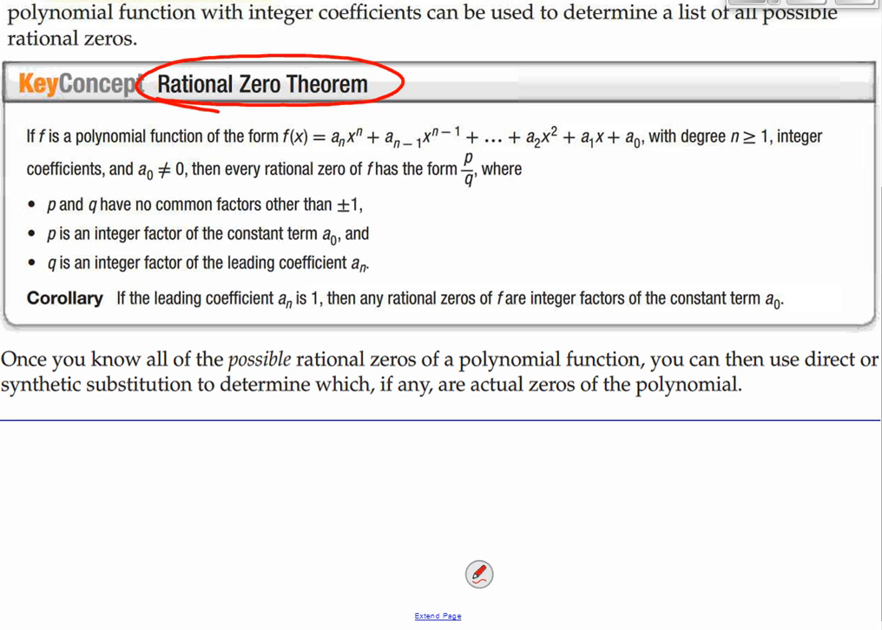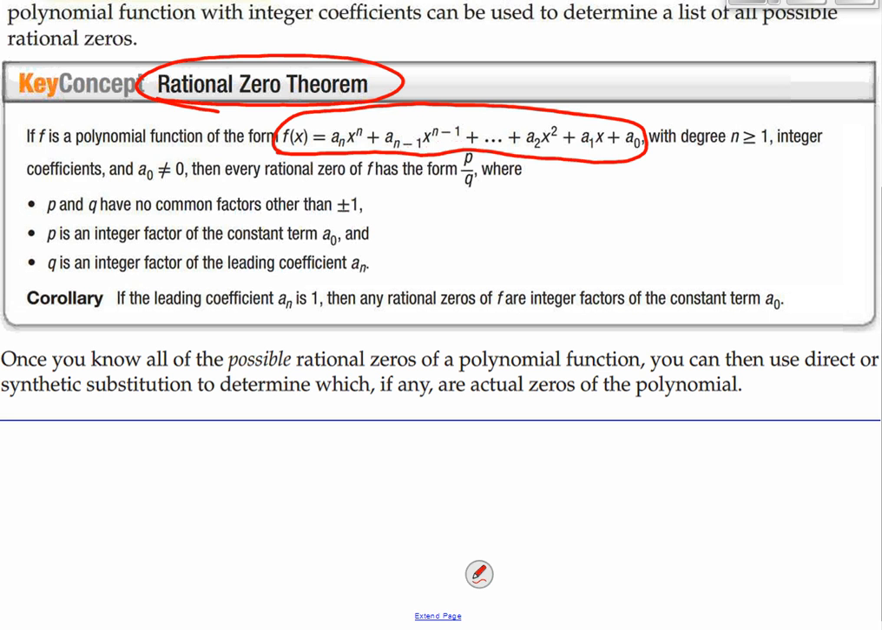So if f is a polynomial function of the form, you want to just be used to seeing this format, so you want to write it down. F of x equals a sub n x to the n plus a sub n minus 1 x to the n minus 1, just meaning the next term down. If we kept writing them, it would be a sub n minus 2 x to the n minus 2. But then we just go plus dot dot dot plus a sub 2 x squared plus a sub 1 x plus a sub 0. And we know some of those could be 0 coefficients, so they wouldn't be listed there.